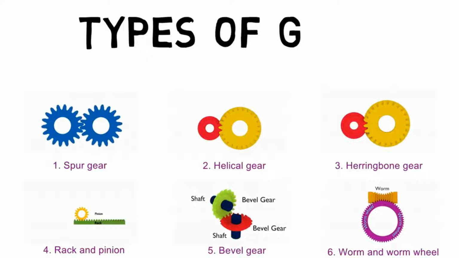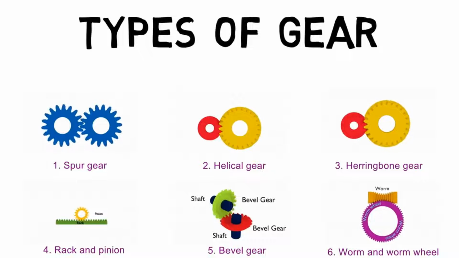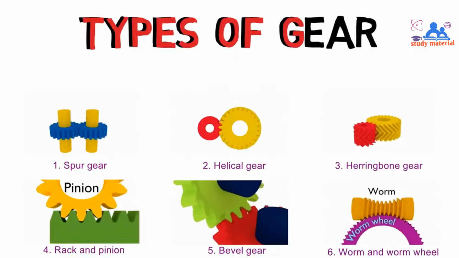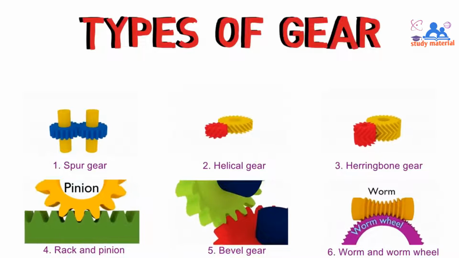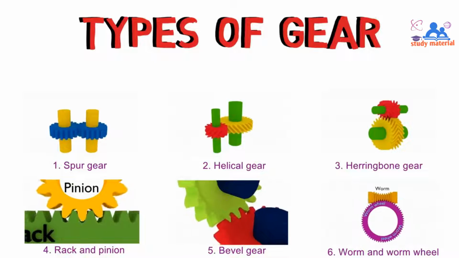Gear is a crucial element of power transmission. We find the gears from clocks to aeroplanes. Yes, in today's video I'll be talking about different types of gears with their advantages, disadvantages and applications. So let's begin.